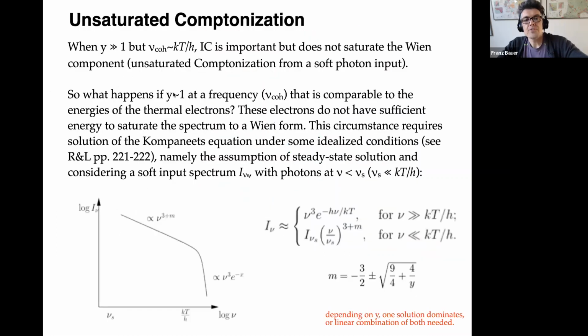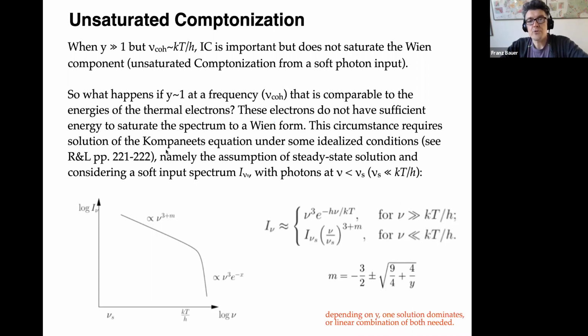Okay, and then there's this other case here, which is you don't really have comptonization, but you have some upscattering. And so we can ask, okay, what happens if y is 1 at a frequency that is comparable to the energies of the electrons? And so basically what that means is y is 1 near this coherent frequency. And so the electrons aren't going to have enough energy to saturate the spectrum, right? So you don't get the Wien form at all, but you do get some modification of the spectrum. And here's where we really need to rely on Kompaneets' equation.